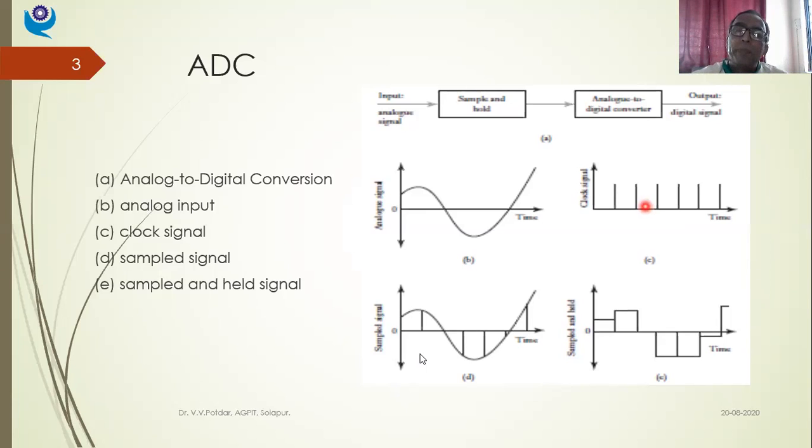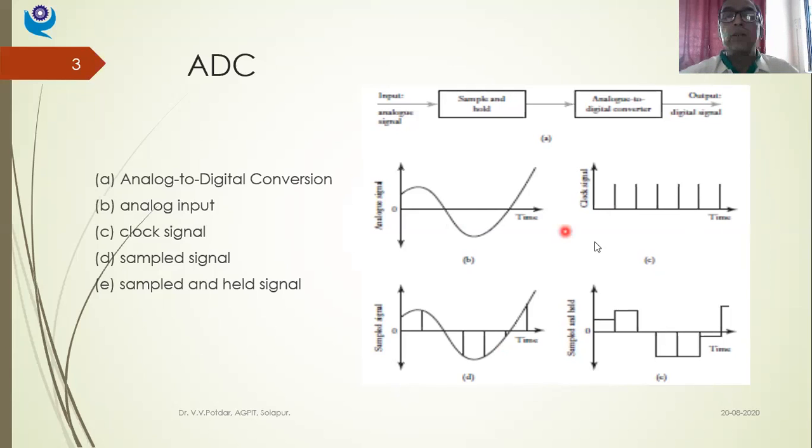So what might happen? My conversion of this analog signal into this chopped signal, as we'll be seeing later on, will not be the exact replica. So for that, I should have an appropriate clock frequency for this A to D conversion. That's what this block diagram says, friends.